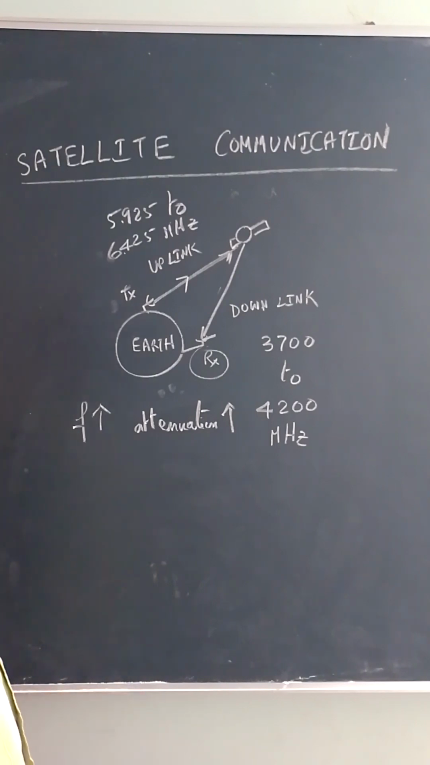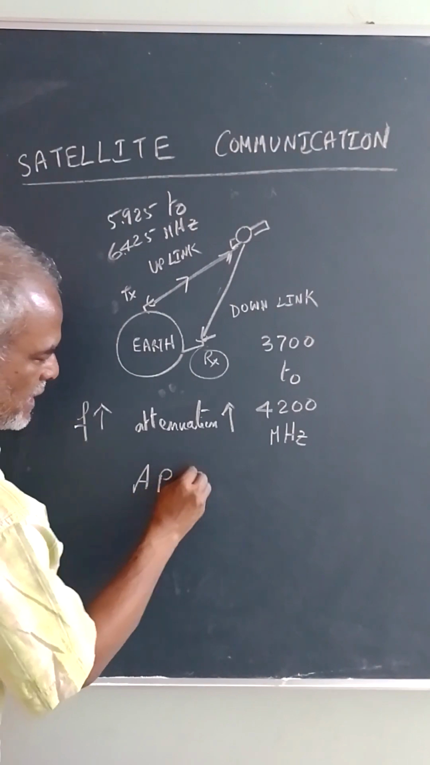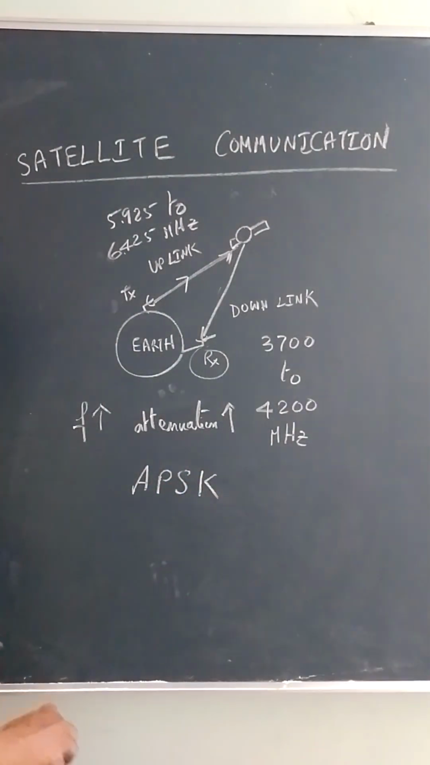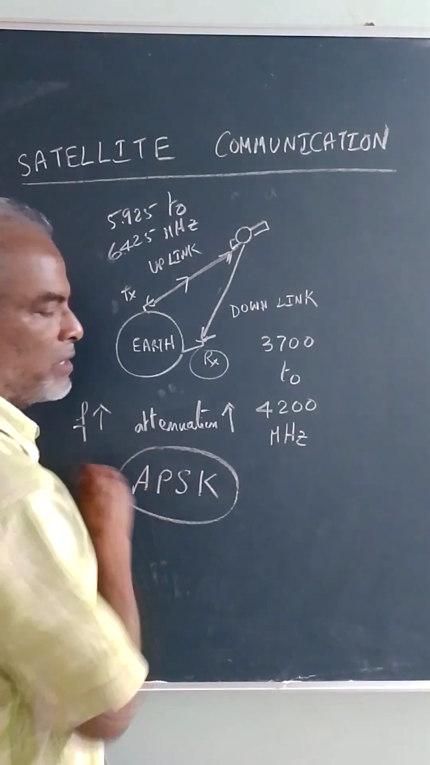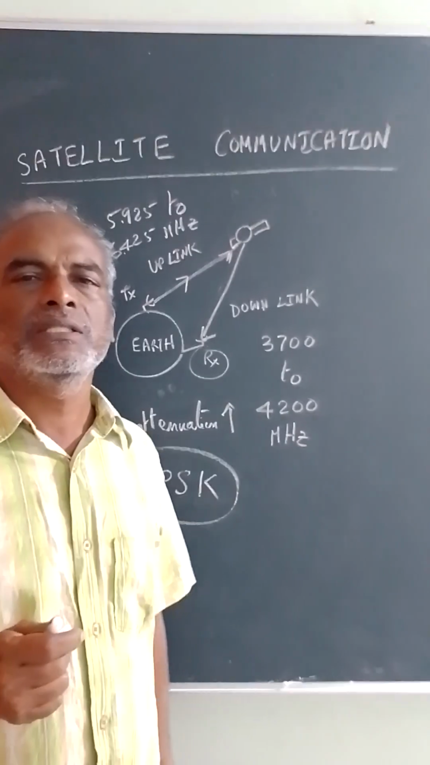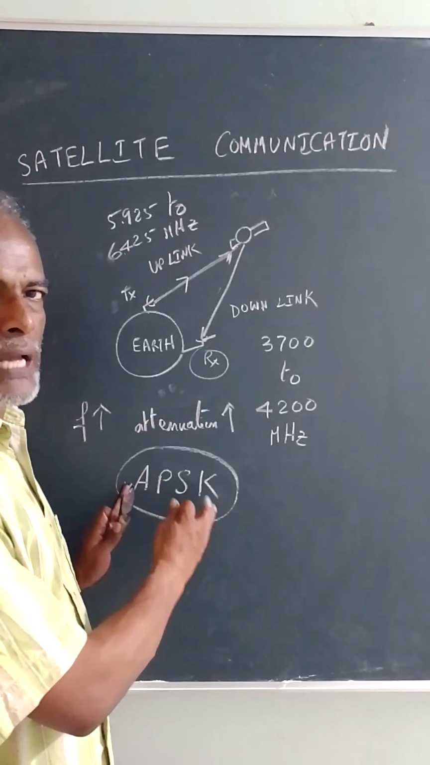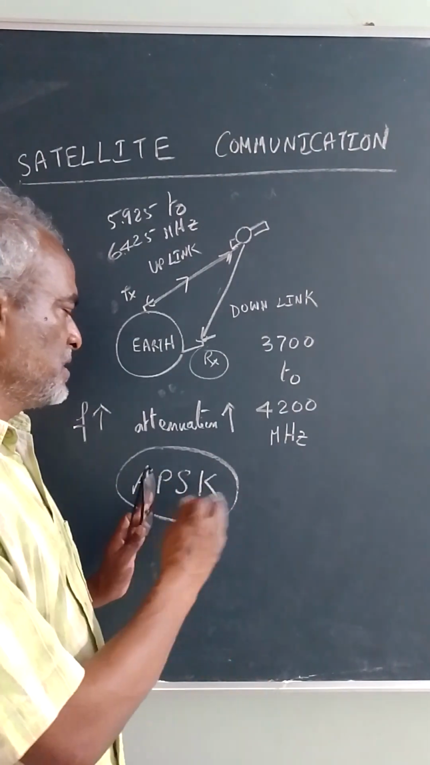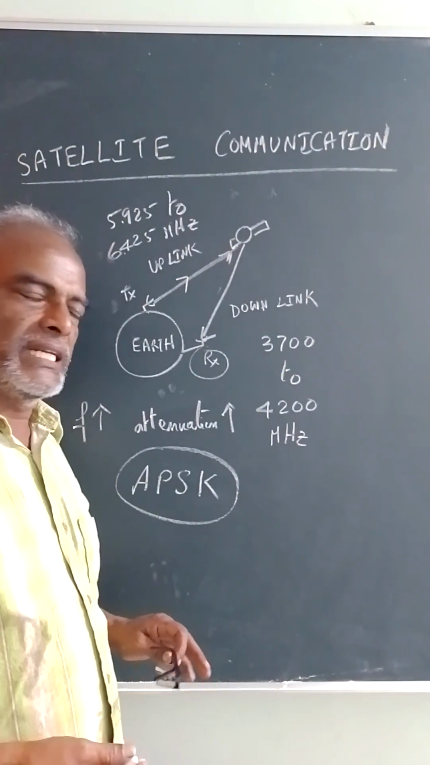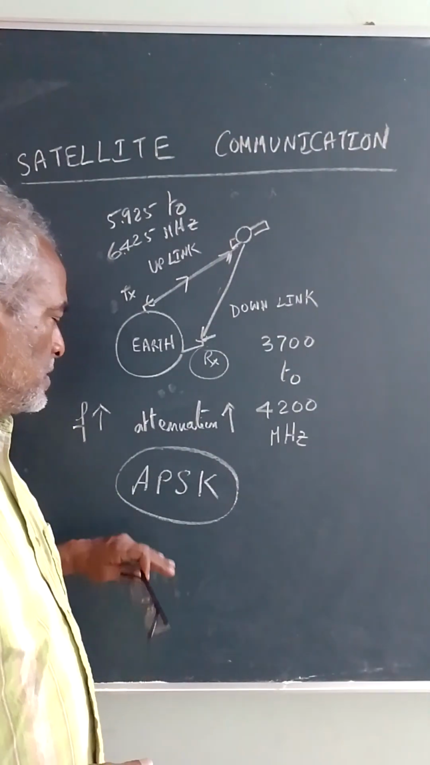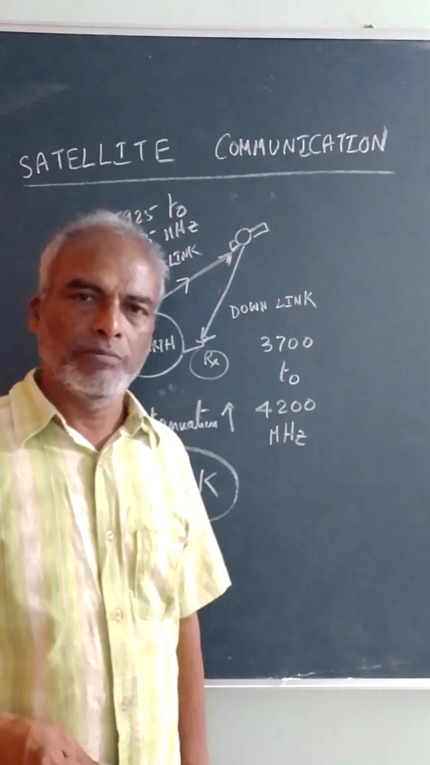Now what type of modulation is employed in satellite systems? It is called APSK, amplitude phase shift keying. You have already studied amplitude modulation, frequency modulation and phase modulation, but this is a combination of both amplitude and phase. But it is in the digital domain, whereas you have studied analog modulation techniques, this is a digital modulation technique. So amplitude phase shift keying is the modulation scheme employed in satellite communication systems.